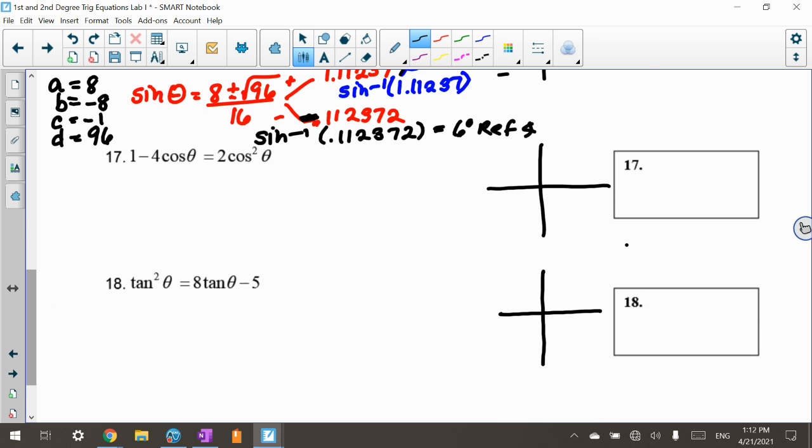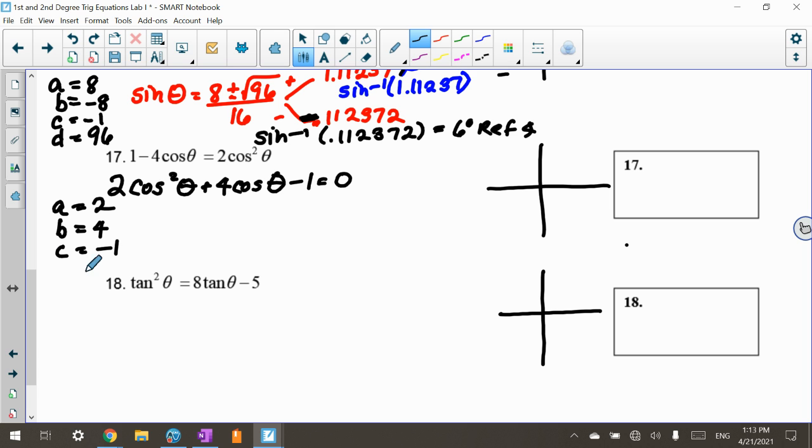17. Okay, first of all, I see that it's a quadratic, so I'm going to move everything over to that side. So I have 2 cosine squared theta plus 4 cosine theta minus 1 equals 0, because I want to put it equal to 0. Stack and rack. A is 2, B is 4, C is negative 1, and I get 24 when I do my b squared minus 4ac. So now I have cosine of theta equals negative b plus or minus radical 24, all over 2a, or 4.